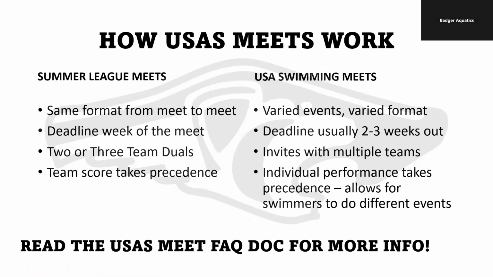There are some things that are fundamentally different about USA Meets than Summer League Meets. Summer League Meets have the same format week to week, or meet to meet. Event 11 is always the girls 8 and under 25 freestyle, right? They often have the deadline the week of the meet. They're usually a two-team dual or sometimes a three-team dual. And generally the focus is on a team score.